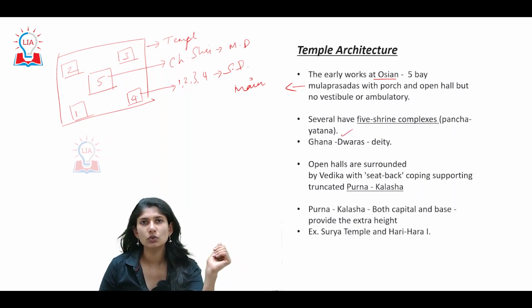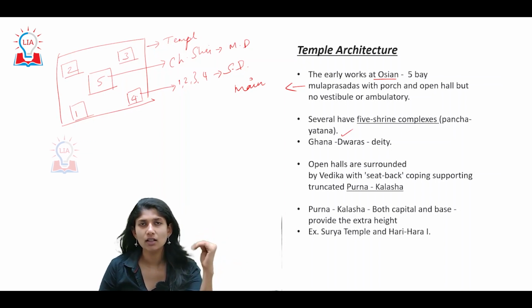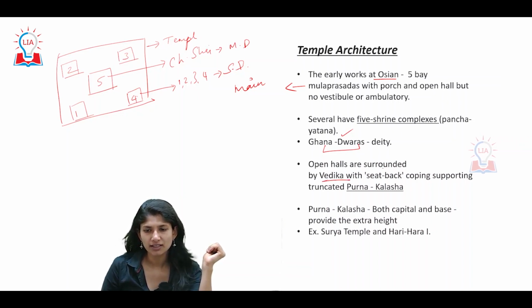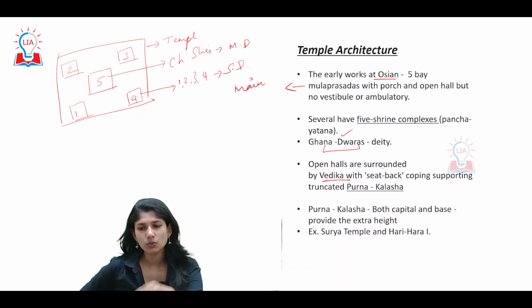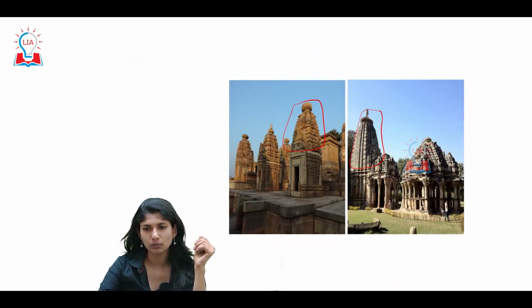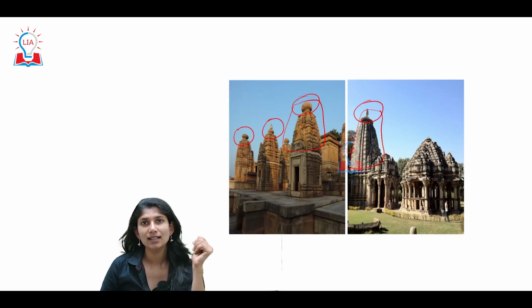This feature also we see with respect to your Pratiharas. Alright. Ganadwaras or main doors were for your chief deity. Okay. Now look at this. Open halls were surrounded by Vedika, which would in turn support your Purna Kalasha. Remember what we've spoken on Purna Kalasha? Right? This particular structure.